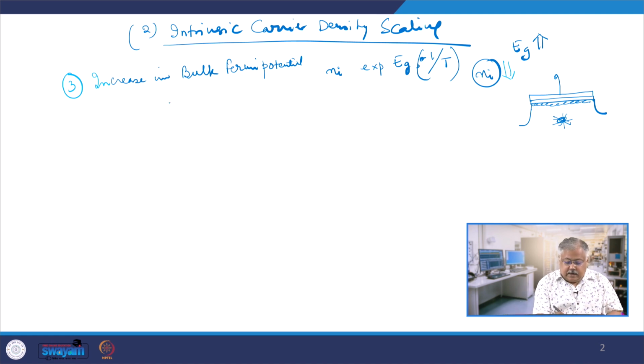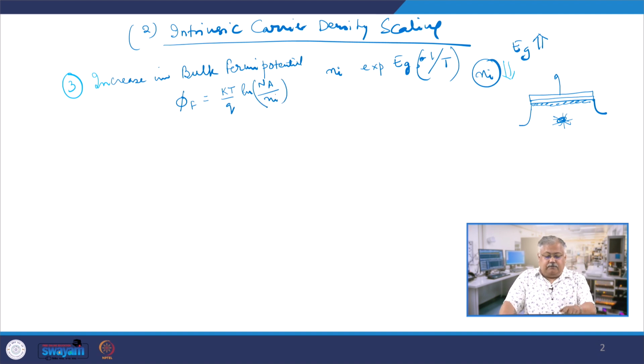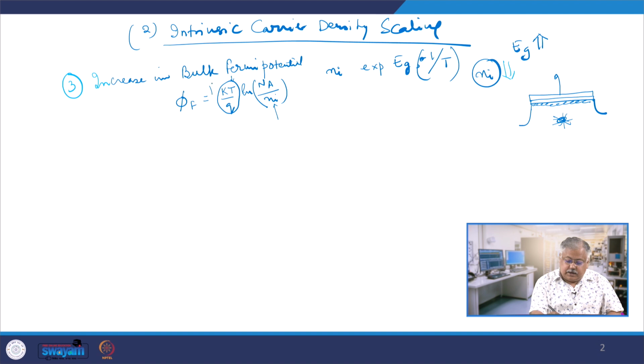Now in this case, the Fermi bulk potential is given as kT by q ln of Na over Ni. If you look very carefully, this formula consists of two temperature dependent parts. One is of course this part, directly temperature dependent, and as we discussed just now, Ni is also temperature dependent. As you lower the temperature T, this quantity reduces, but Ni also reduces, and therefore this whole quantity starts to increase. So there are two competing phenomena.